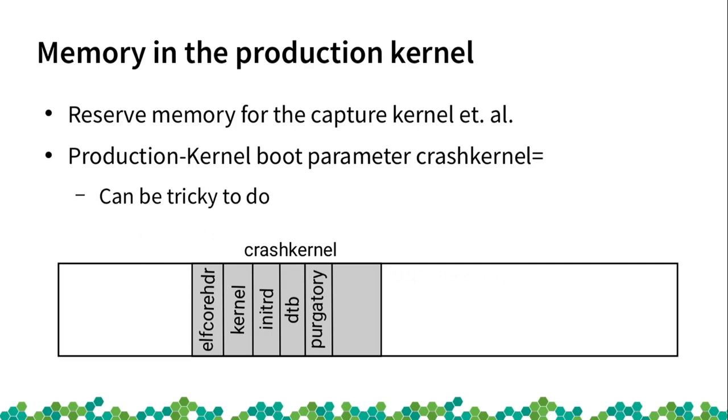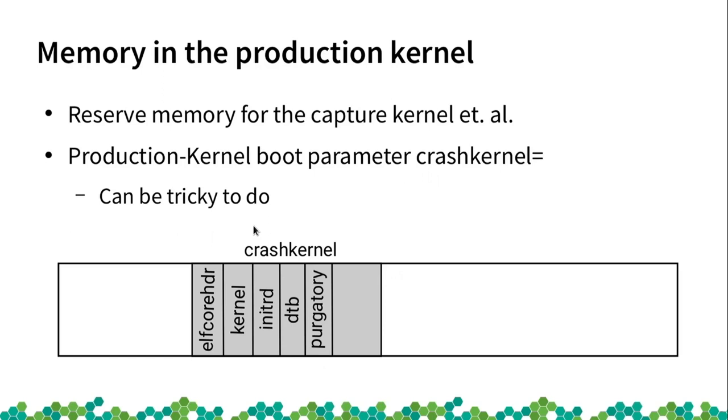And to do this, I made a small crappy graphic down here, which is like the whole memory of your machine, and then you reserve, which is the gray area, some memory space via the crash kernel equals some megabytes, where the capture system will live, and you take this memory away from your production system. It can be a bit tricky to decide how big this memory area should be. You don't want it to be too big, to waste memory for something that you hopefully never need, but don't make it too small, because then maybe your capture system does not come up.